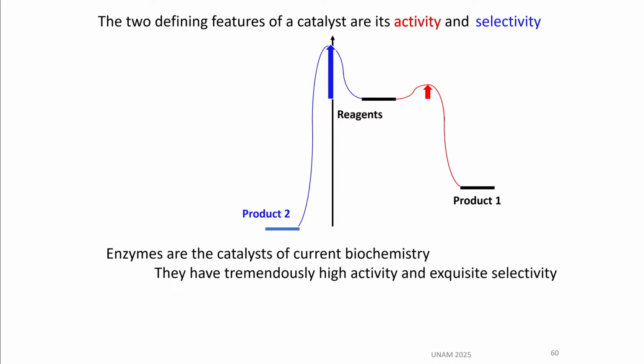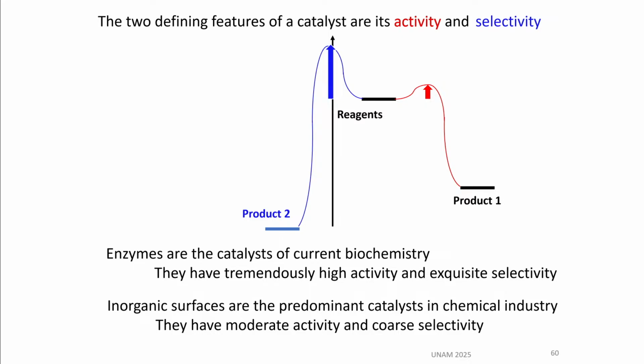An example in biochemistry, of course, is the case of enzymes. Enzymes have an exquisite selectivity. They are also very active, okay? And so they master these two parameters. But, of course, at the origins of life, there were no enzymes.